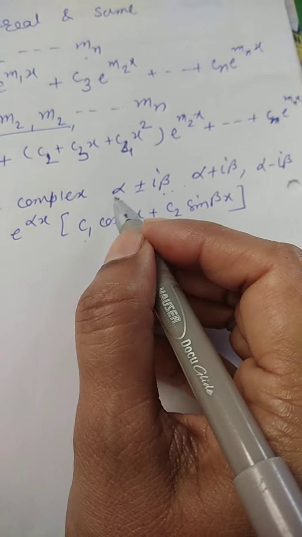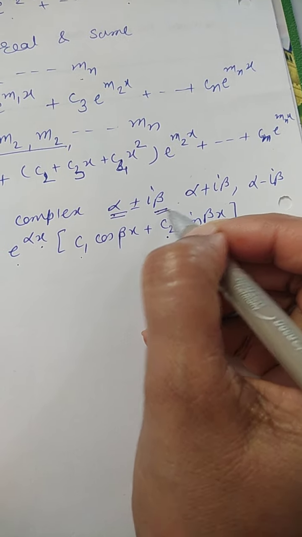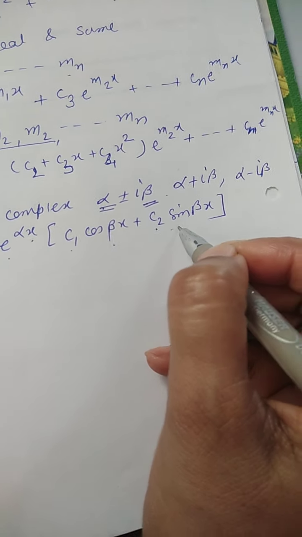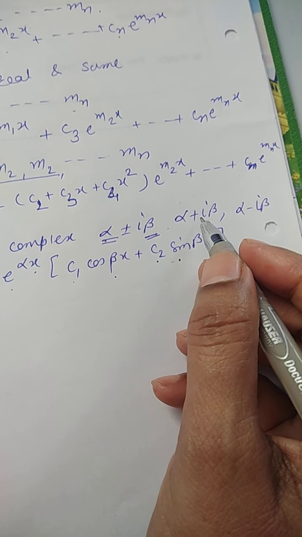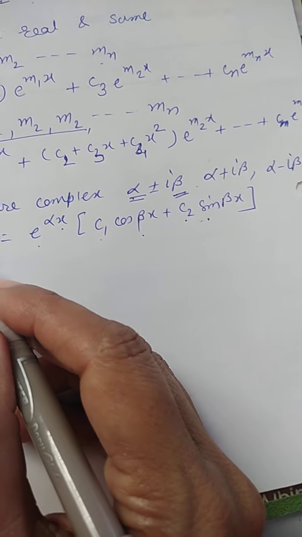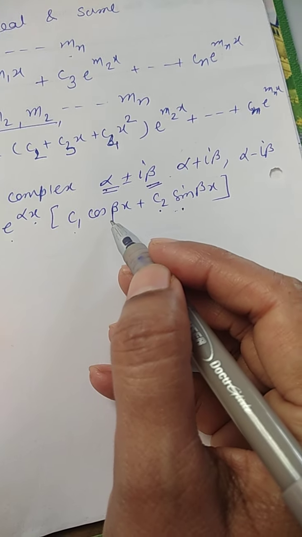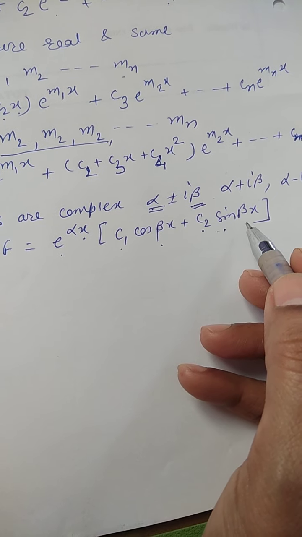So using the real part we have to write the exponential term. Using the imaginary part we have to write the trigonometric terms. So if we have a pair of complex numbers as roots, then CF is e^(alpha x) (C1 cos beta x + C2 sin beta x).